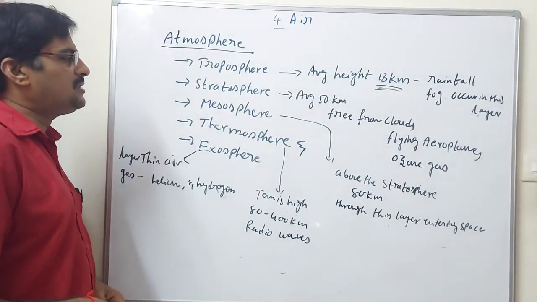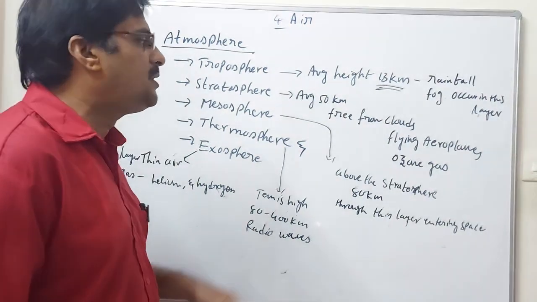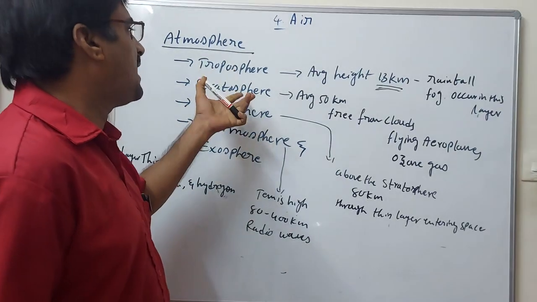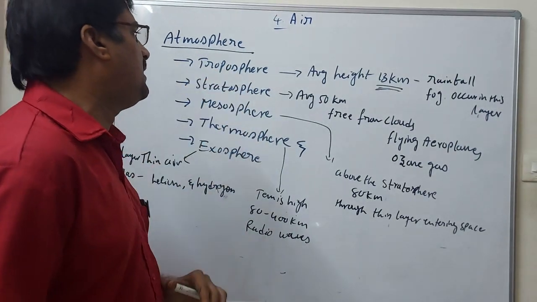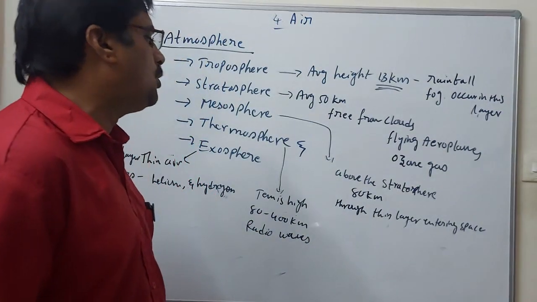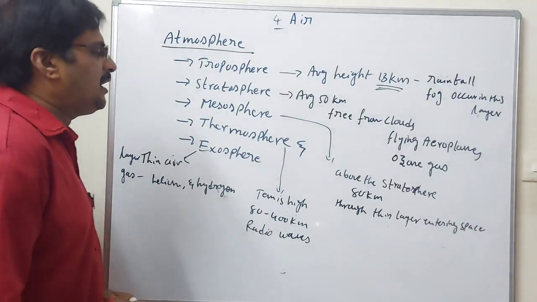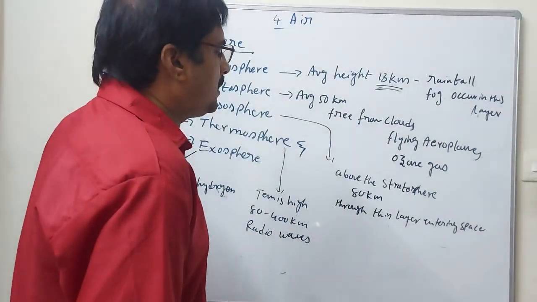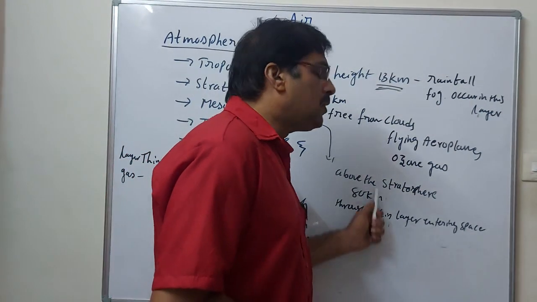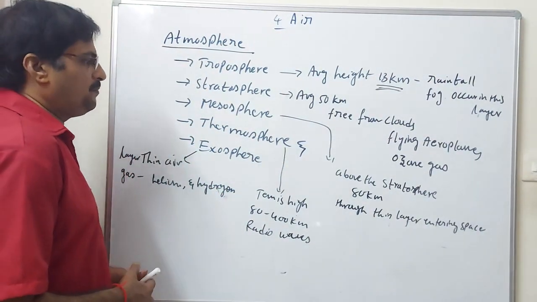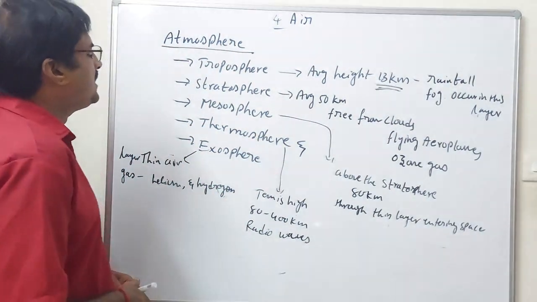Next, come to the mesosphere. The mesosphere is above the stratosphere, at about 80 kilometers. Through this layer only we enter into space. Okay, now come to the next point.